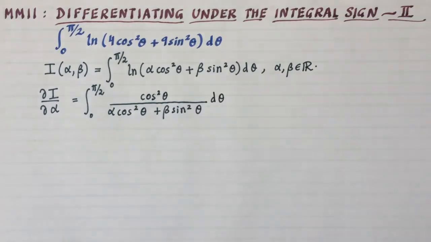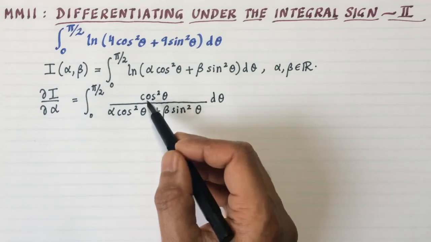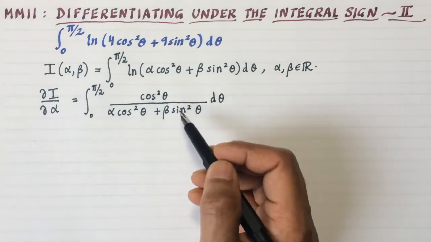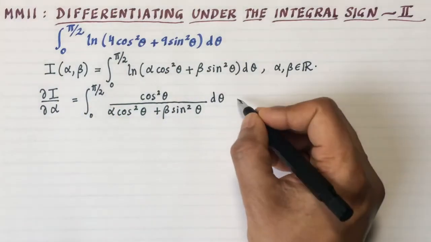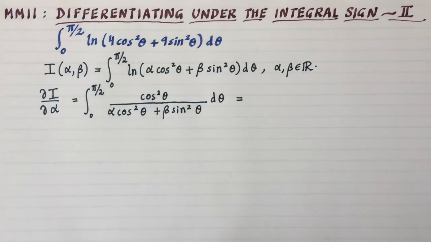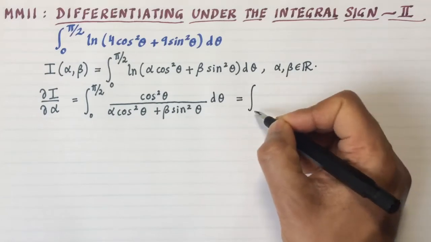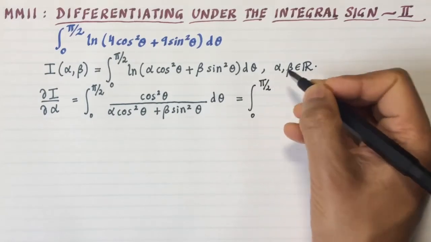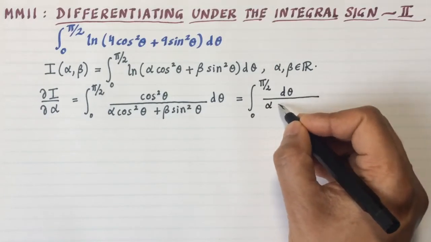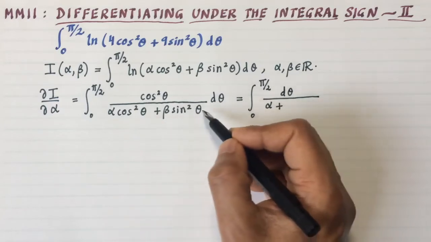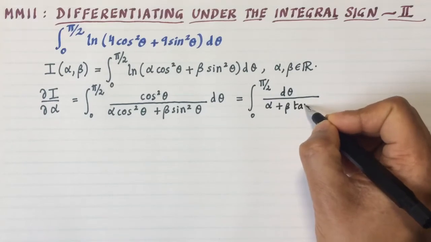So that's the answer. If I had chosen to differentiate with respect to beta, the only difference would have been I'll get sine squared theta in the numerator. Everything else would be the exact same thing. So you can either do alpha or beta. There's no rule there. This can actually be very simply evaluated. If I divide both sides by cosine squared theta, I'm going to get integral 0 to pi over 2 d theta divided by alpha plus, cosine squared over cosine squared is 1 and sine squared over cosine squared is tan squared, so alpha plus beta tan squared theta.